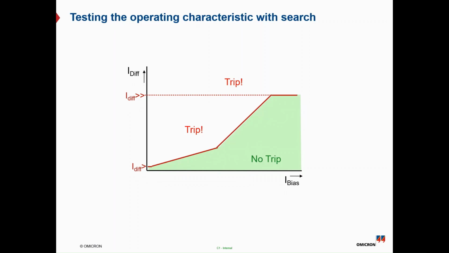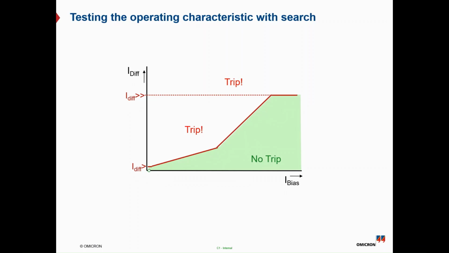The second one we have is the operating characteristic with a search. The operating characteristic of the differential relay is tested by simulating faults inside and outside of the protected zones. So there are 2 test modules, as we explained, the shot and the search. Now we will talk about the search, which consists of several shots, for which the differential current IDIF is calculated at a specific biasing current using a bisection algorithm until the actual point of the characteristic is found.